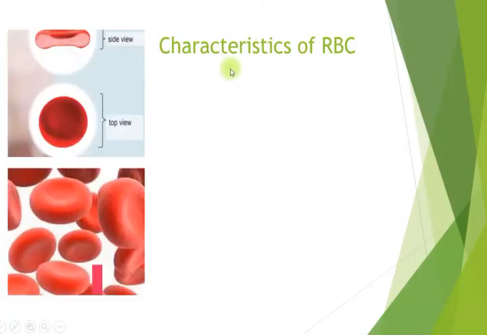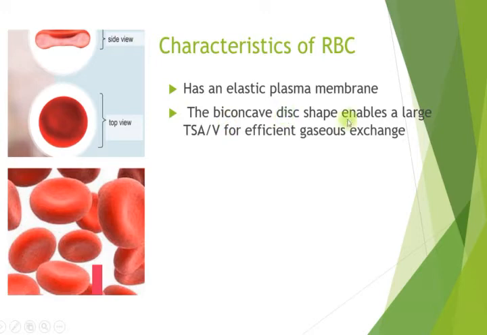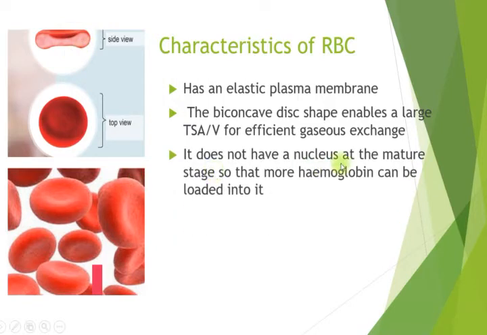Alright, so we go to the characteristics of the RBC. What is the RBC? Red blood cell, or the erythrocyte. It has an elastic plasma membrane. The biconcave shape enables a large total surface area per volume for efficient gas exchange. As you can see from the diagram here, there is a concave shape in the middle, so we can say that it has a biconcave shape.